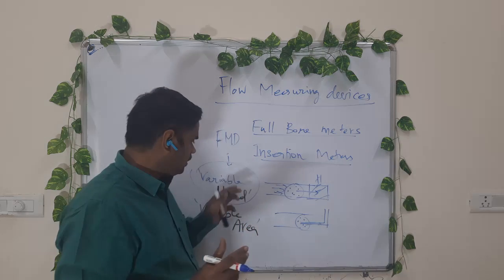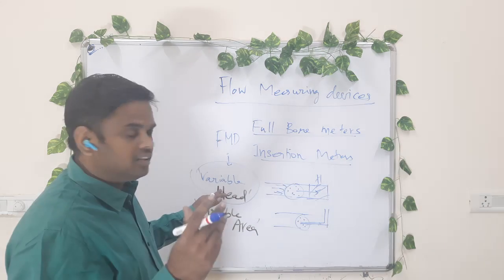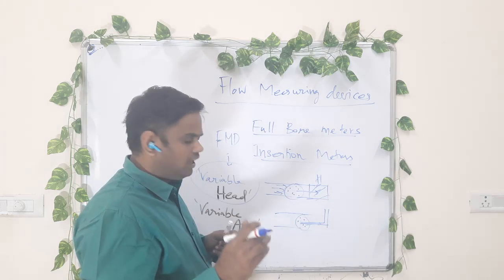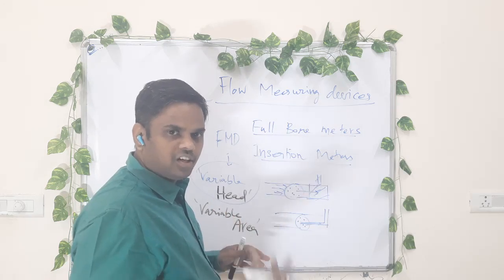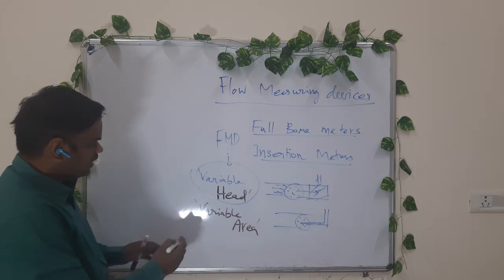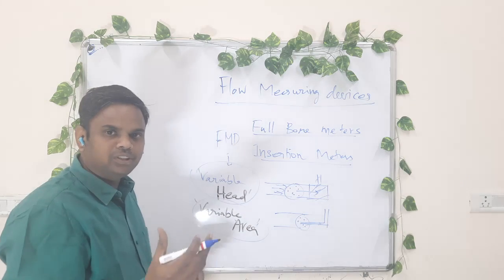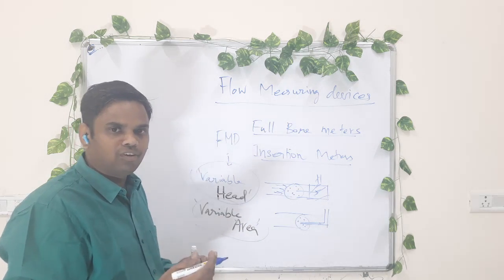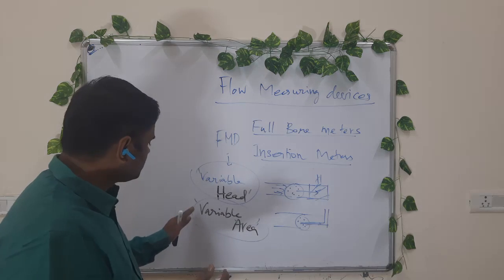So variable head meters are full bore type devices wherein the cross-section area of the device remains constant, and with the change in the volumetric flow rate, there will be a change in the pressure drop. Next, coming to variable area meters. In variable area meters, the cross-section area of the flow measuring device will keep changing with respect to change in the volumetric flow rate, which means the pressure drop remains constant. So the delta P remains constant.